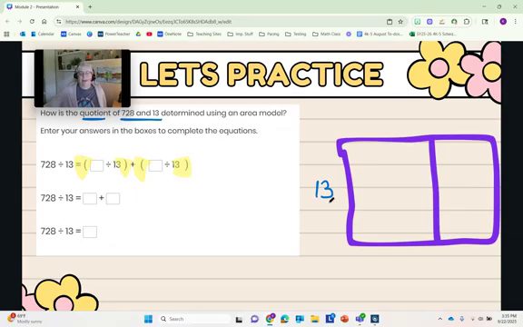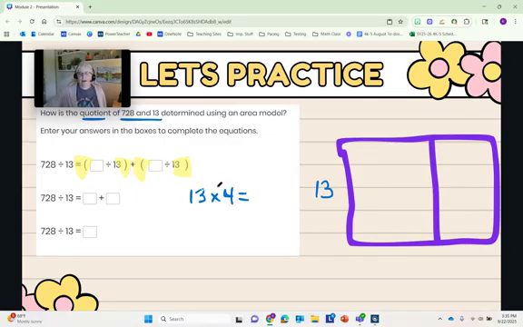So we need to figure out 728. If we were to take 13 and multiply it by a group of 10, what group of 10 will get us closest to 728 without going over? Would it be 10? Would it be 20? Would it be 30? Would it be 40? Those are groups of 10. So I'm going to start with, I know 10 is only going to be 130, and that's really far away. So I'm going to start with 4. Let's see what 4 gives us.